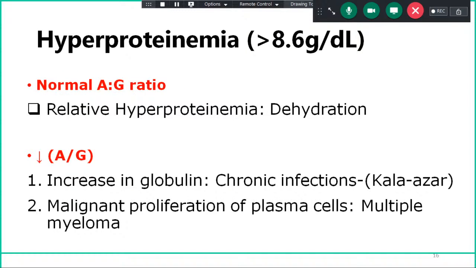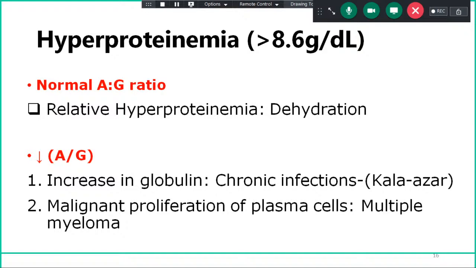Now, hyperproteinemia is the state where the total protein concentration in the plasma is increased. With a normal A/G ratio, you can see relative hyperproteinemia. What happens in relative hyperproteinemia is that the total amount of plasma protein is the same, but since the plasma volume is decreased, the concentration of plasma protein is changed. So the amount of plasma protein is normal, but since the plasma volume is low, the concentration of plasma protein is increased, and it is seen in the condition of dehydration.